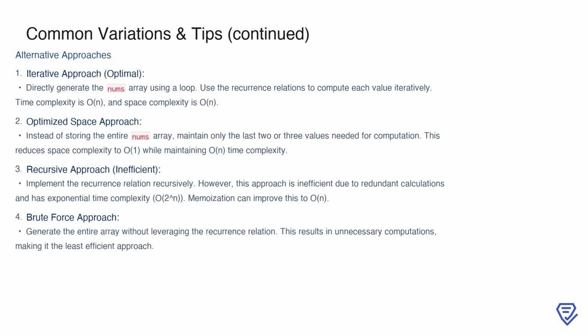Another option is the recursive approach, where you implement the recurrence relation recursively. However, this method is inefficient due to redundant calculations, resulting in exponential time complexity. You can improve it with memoization, which reduces the time complexity to O(n), but it still has higher overhead compared to the iterative method. Lastly, there's the brute force approach, where you generate the entire array without using the recurrence relation. This approach is the least efficient, as it involves unnecessary computations and increased resource usage. Understanding these alternatives helps you choose the best strategy based on the problem requirements and constraints.